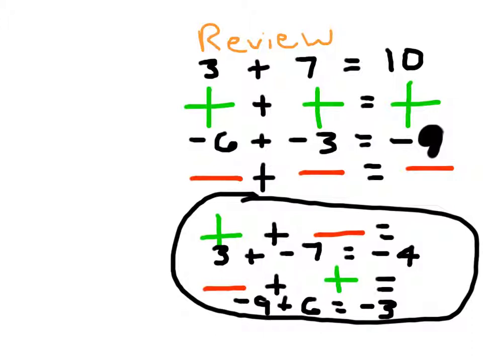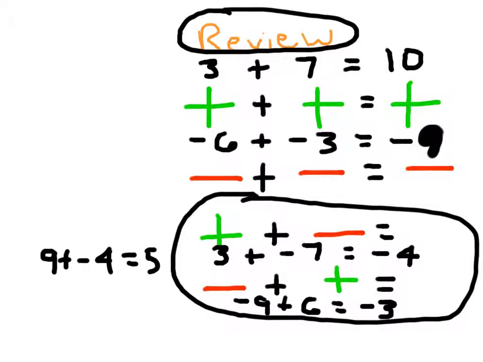Let me give you one last example. 9 plus negative 4. The 9 is bigger than the 4, so our answer is going to be positive, and then we just go 9 minus 4, which is 5. And that's our answer. So now you know how to add positive and negative integers.